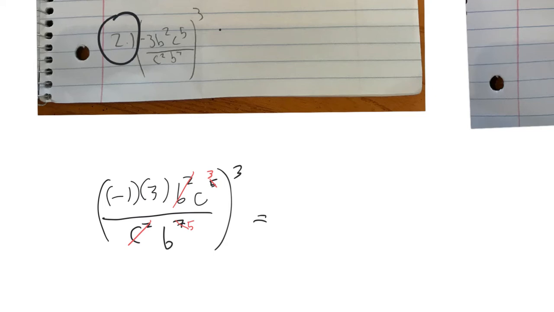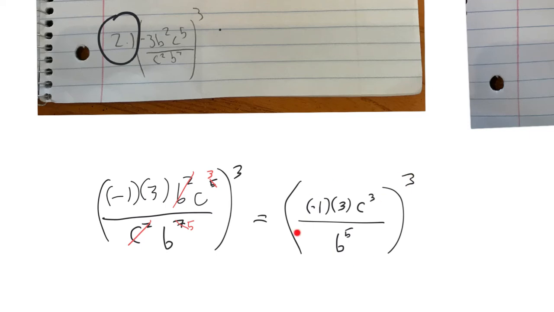All right. So I'm going to just represent this entire situation once again as negative 1 times 3. The b squared is gone. We have a c to the 3rd left over, it looks like. We have a b to the 5th left over on the bottom. At that point, we can take advantage of the fact that when you have an exponent on the outside of a fraction, that exponent gets applied to everything. So it gets applied here, gets applied there, gets applied there, and it also gets applied down here.